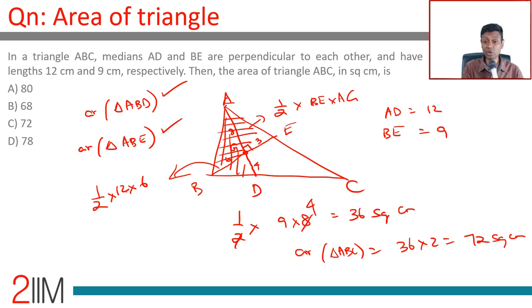The centroid divides the median in the ratio 2:1. The median divides a triangle into two triangles of equal area. Those are the ideas we are using here. Once again, a wonderfully tough question, one that I struggled with, but beautiful. The moment you pick that the centroid divides the median in the ratio 2:1.